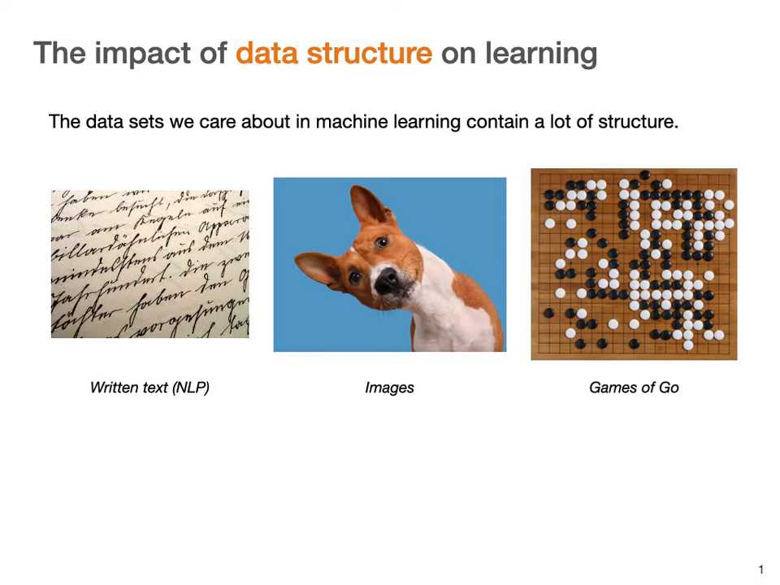The starting point of this work was the observation that the datasets that we care about in machine learning contain a lot of structure, be they written text, images, or games of Go. And indeed, neural networks are very good at extracting that structure and using it to make predictions. But from a theoretical point of view, the way they do that, this process of feature learning, is very poorly understood. So the goal of our work was to make a step forward in that direction.